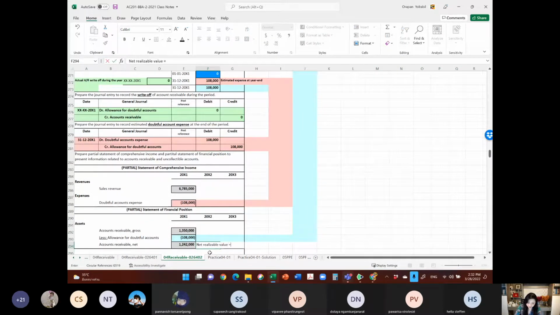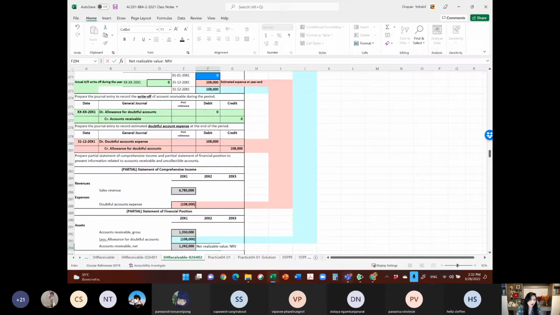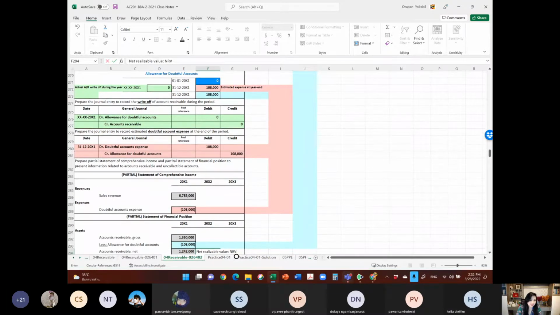Or you can say NRV, same thing, NRV, or the net amount of the receivable. So this is a year 1 calculation. Any questions for the year 1 calculation?